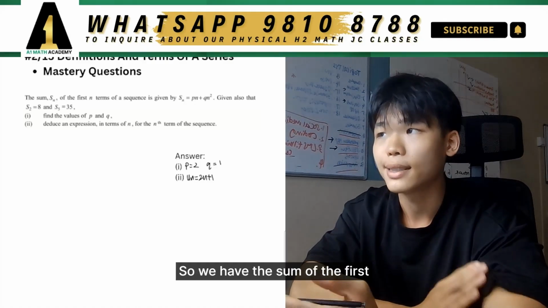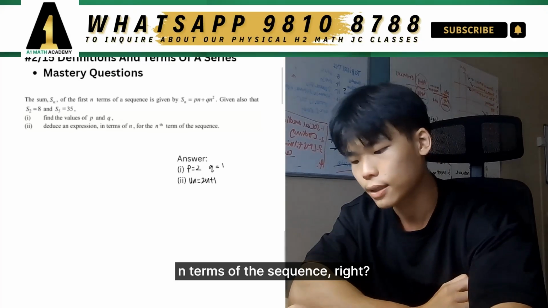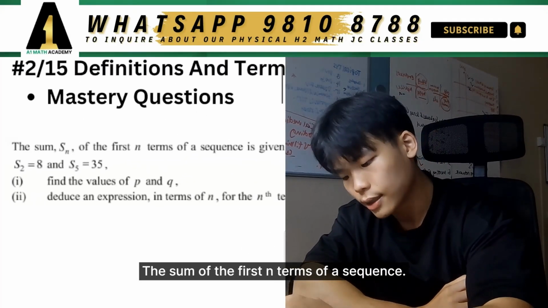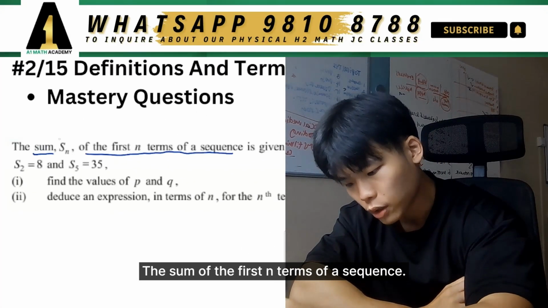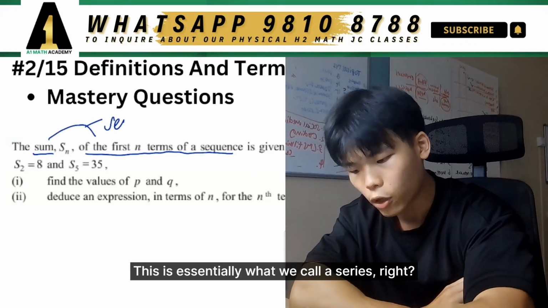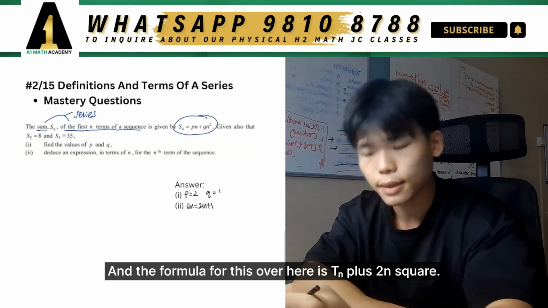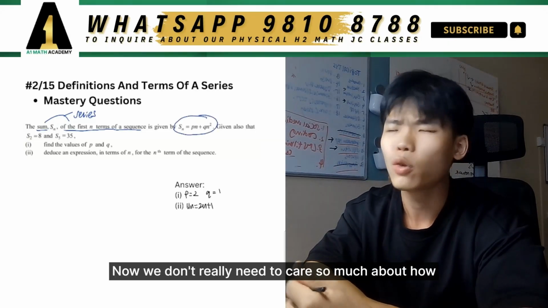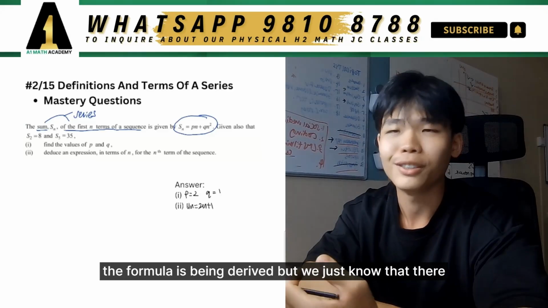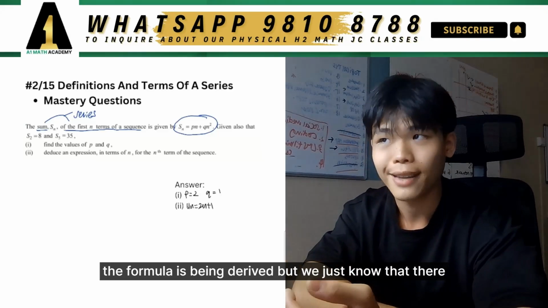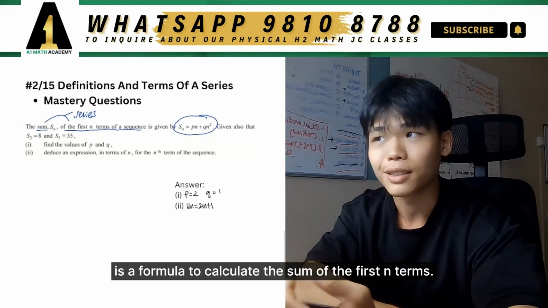So we have the sum of the first n terms of a sequence, right? So let's just define the question first. The sum of the first n terms of a sequence, this is essentially what we call a series, right? And the formula for this over here is Pn plus Qn squared. Now, we don't really need to care so much about how the formula is being derived, but we just know that there is a formula to calculate the sum of the first n terms.